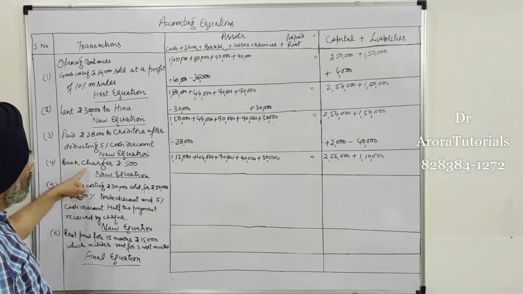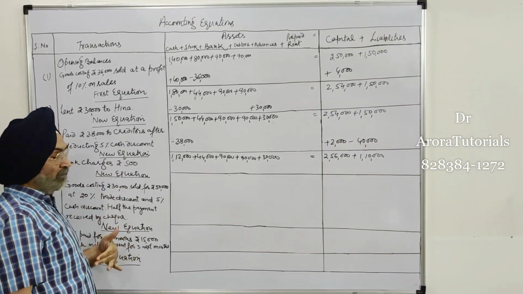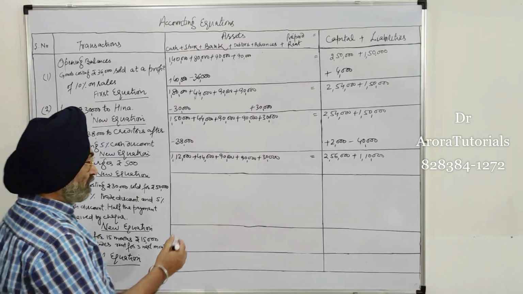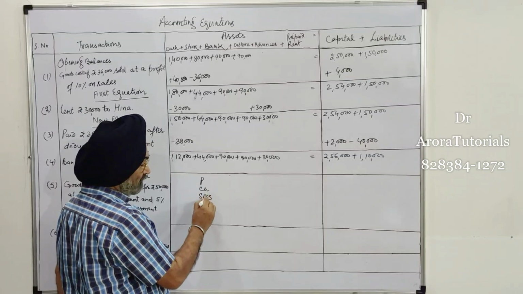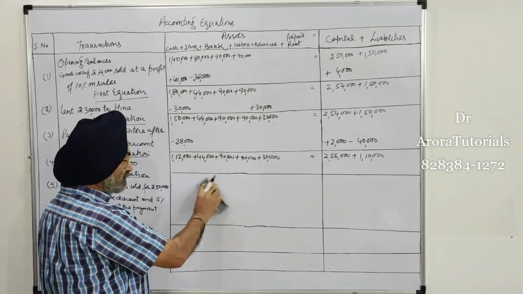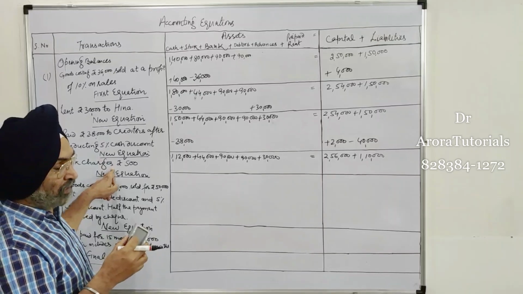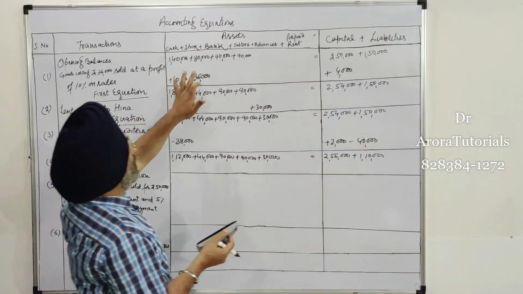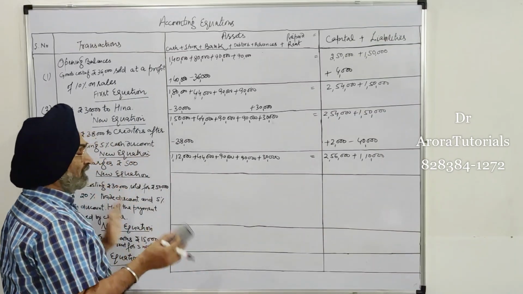Next transaction: bank charges rupees 100. So the bank has charged this amount from the customer. We are the customer. And these charges may be passbook charges, checkbook charges, SMS charges, or due to any other reason. For whatever reason, the bank has charged the amount from us. This amount we don't pay to the bank in cash. This amount is deducted by the bank from our bank balance, from our bank account. So we don't have to pay in cash.